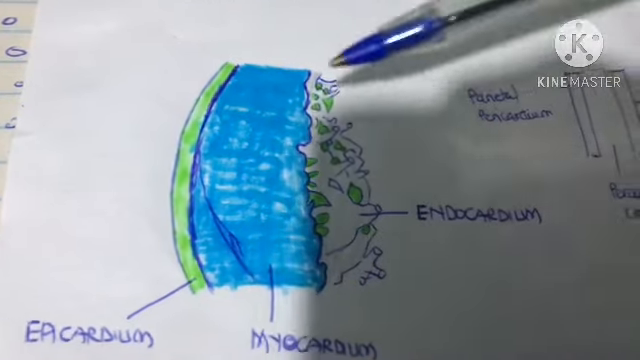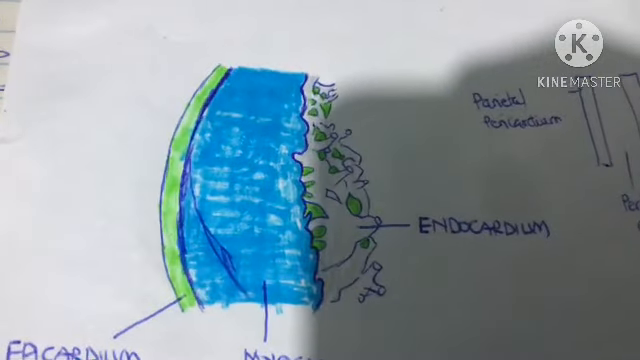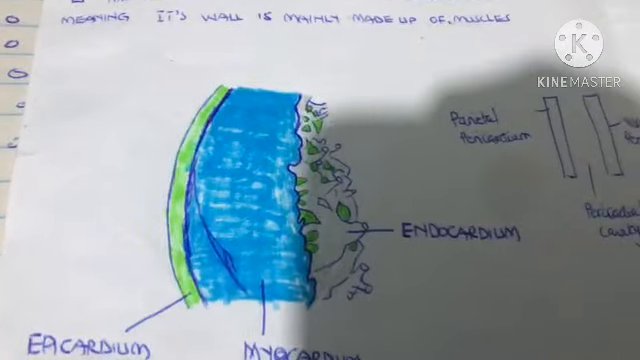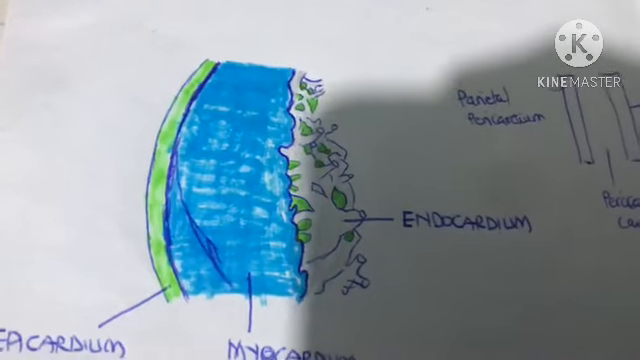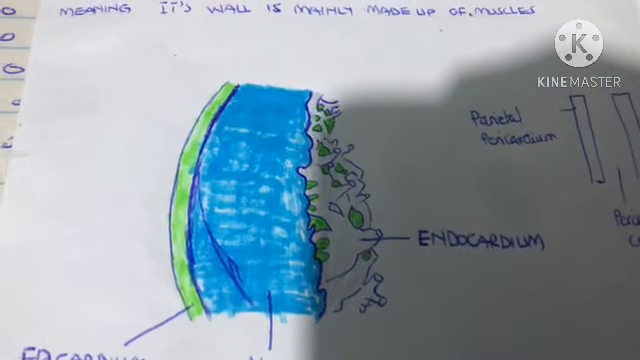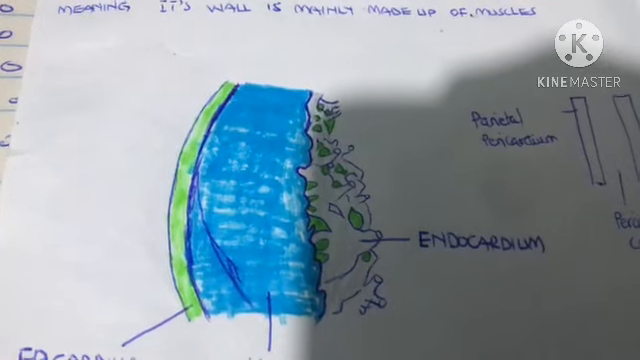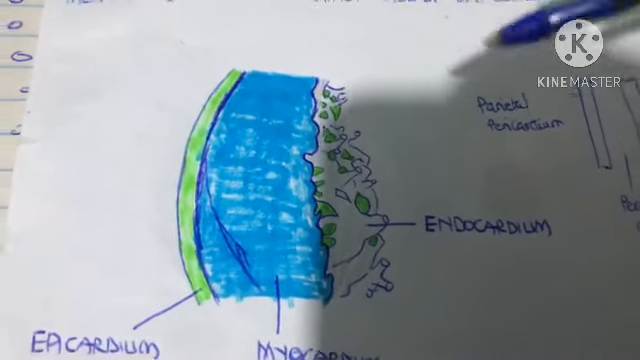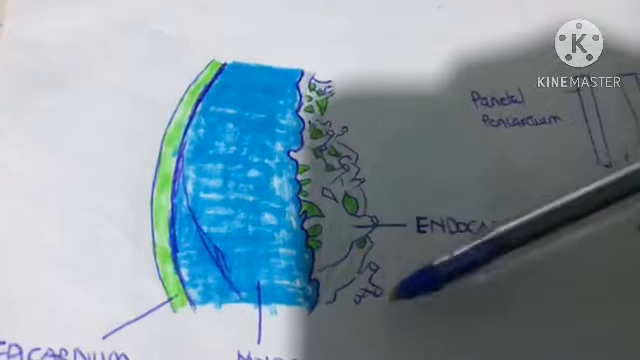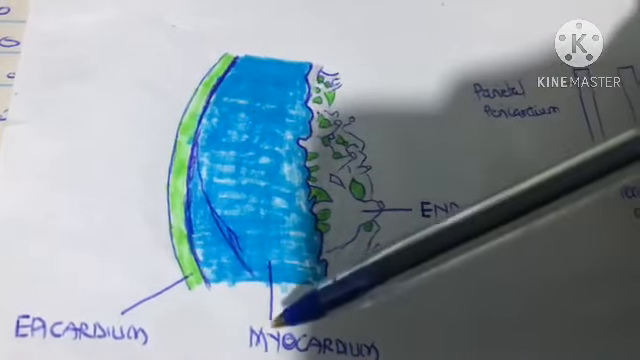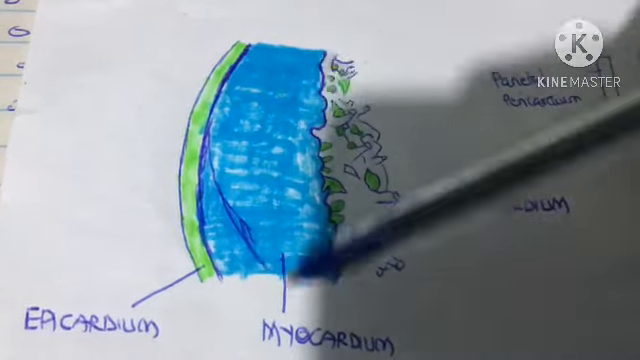You understand? The inner layer is called the endocardium, and it lies on the inside of the heart. And it continues with the endothelium of the blood vessels. You understand? So the inner layer is called the endocardium. The middle layer, which is the thickest part, is called the myocardium.